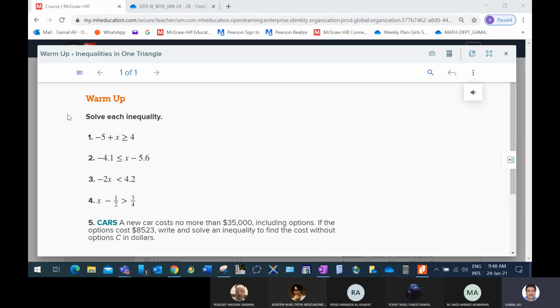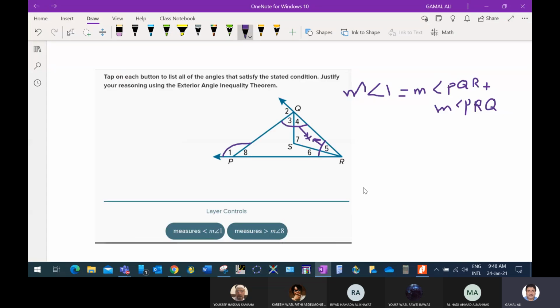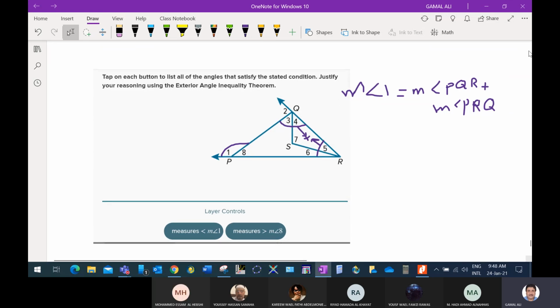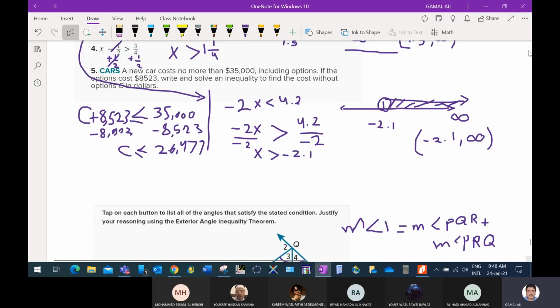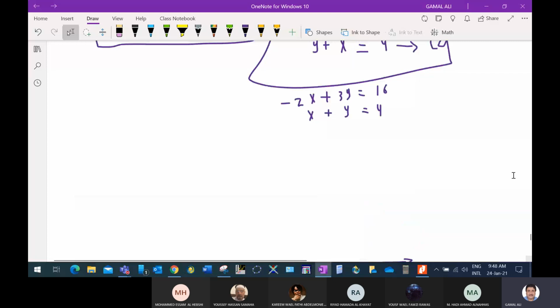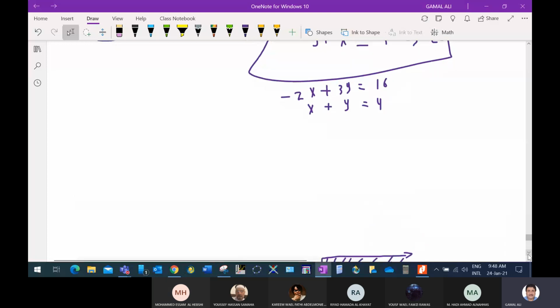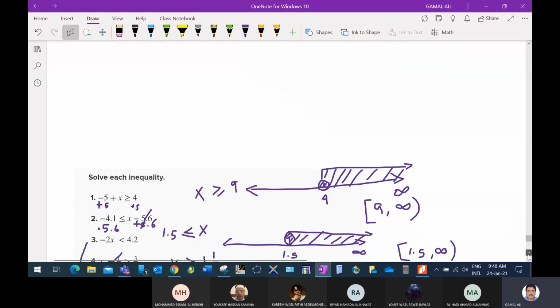The first one, how can we solve it? Negative 5 plus x is greater than or equal to 4. Look at the board. Can you see the board?